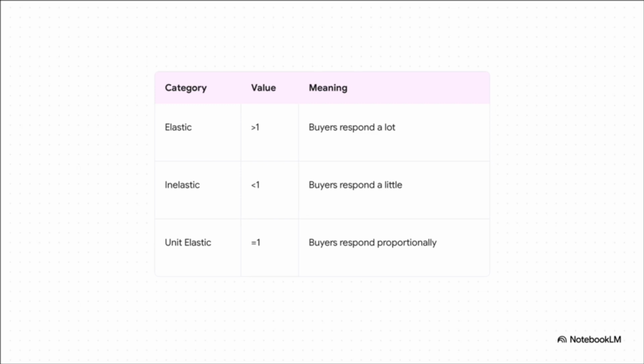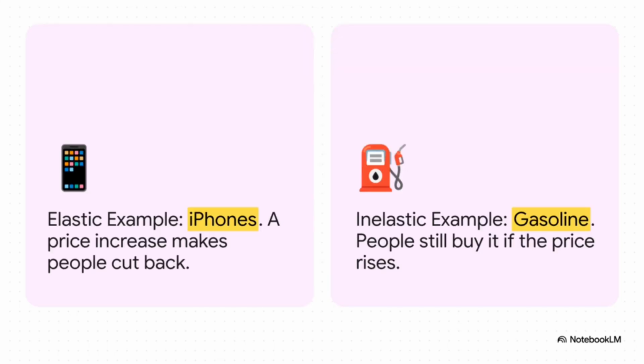So the number you get from the PED formula is like a secret code. If that number is bigger than 1, we say demand is elastic. That means buyers are really responsive. If it's less than 1, it's inelastic. Buyers pretty much shrug and keep on buying. And if it's exactly 1, that's unit elastic. It's that simple.